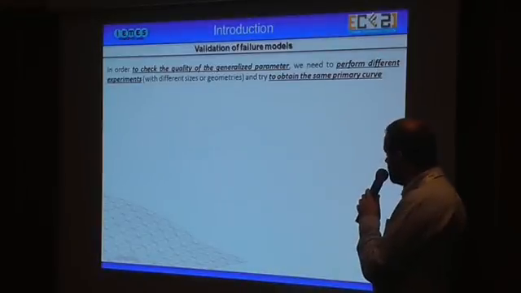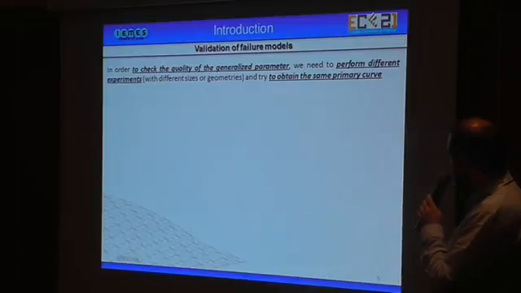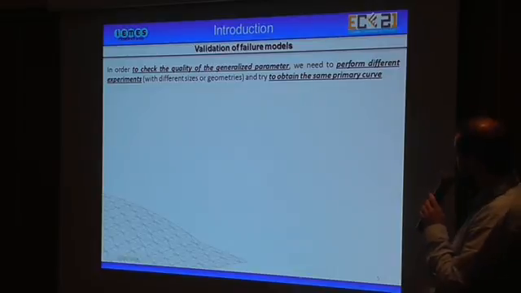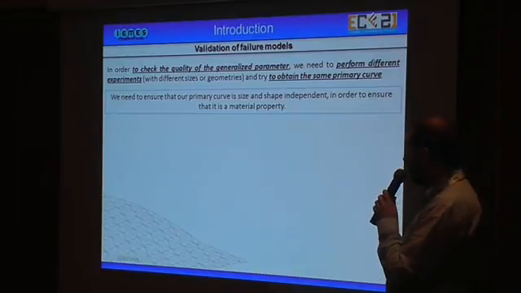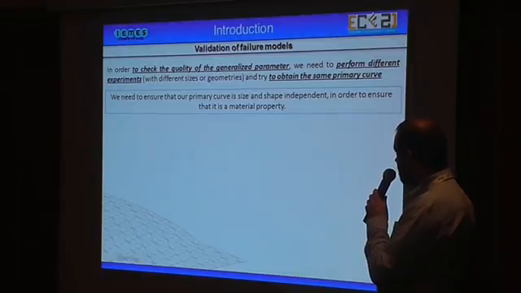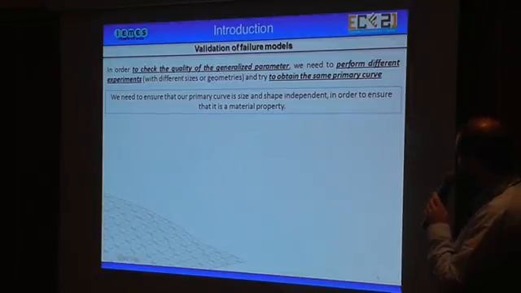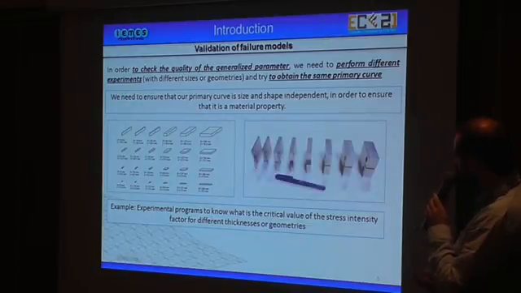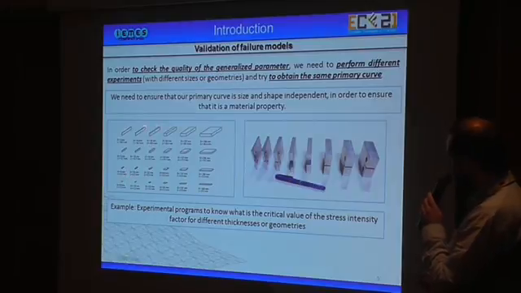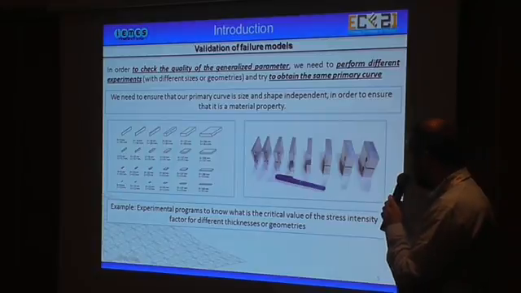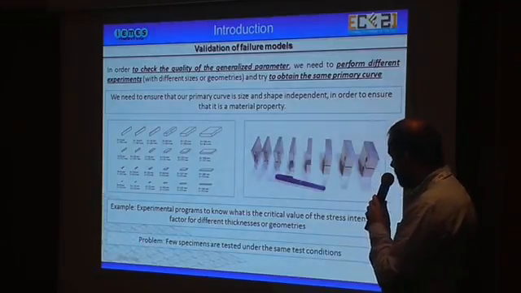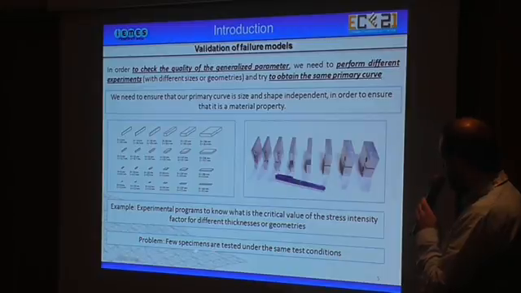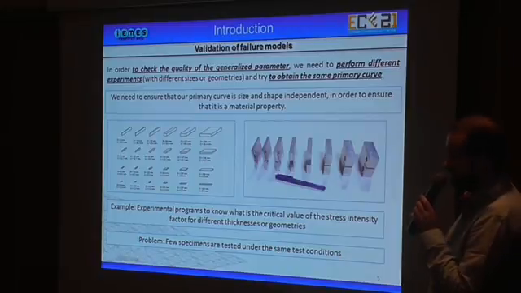On the other hand, in order to check the quality of our generalized parameter, we need to perform different experiments with different sizes or geometries and try to obtain the same primary curve. In other words, we need to ensure that our primary curve is size and shape independent in order to ensure that it's a material property. Here are some examples of experimental data with different sizes and geometries for SMB or compact tension. And here we have a problem because we usually have few specimens under the same test conditions.